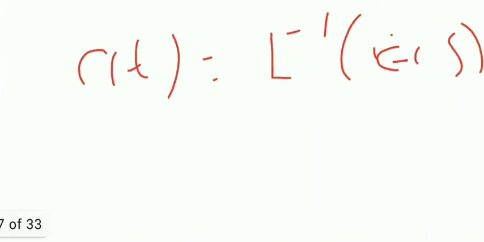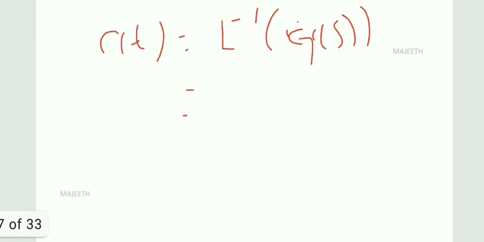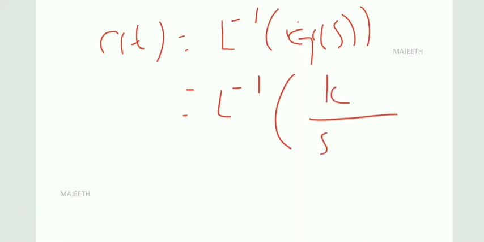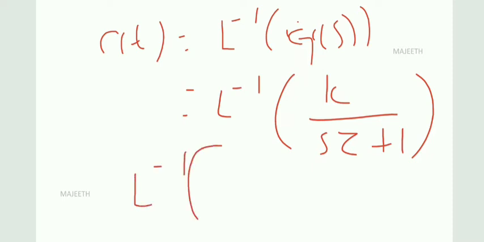So let us assume G of s, so they give this as L inverse of k by s tau plus 1. I have a formula for s plus a only, so I take tau outside: L inverse of k by tau, I take outside, it will become s plus 1 by tau.